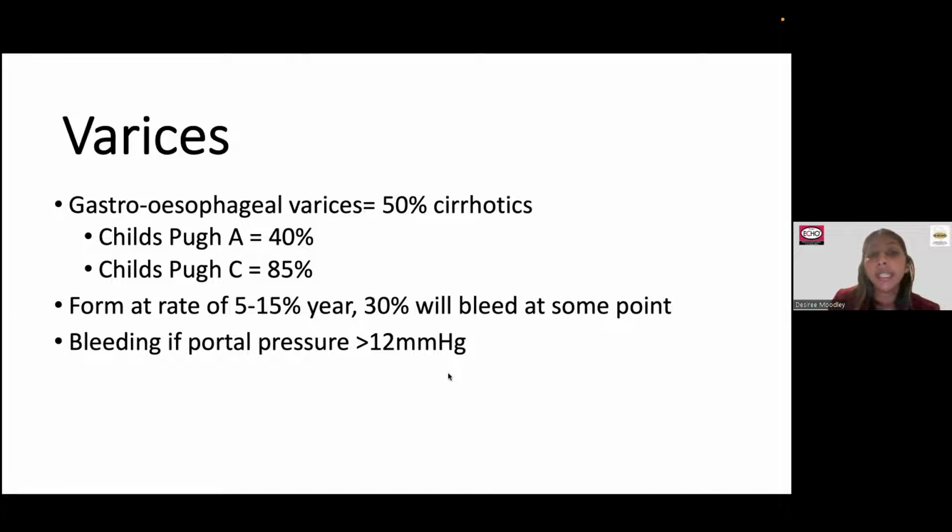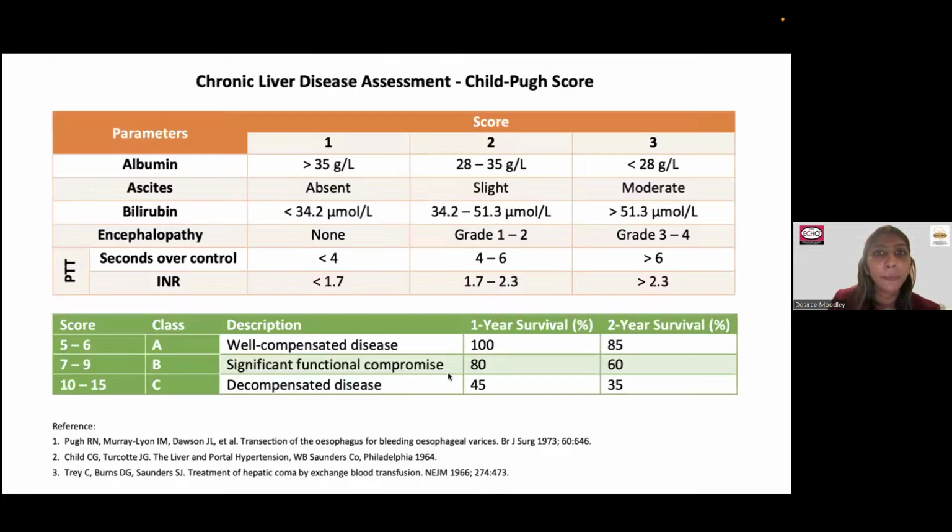And as I mentioned, bleeding is seen more if the portal pressure measures more than 12. This is just to remind you of the Child-Pugh score again. So you're looking at your ascites, your albumin, your bilirubin, encephalopathy, and your INR, and you get A, B, and C. And this not only helps you to risk stratify your patients, but also for prognostication.